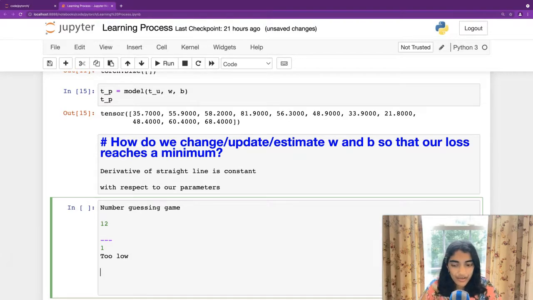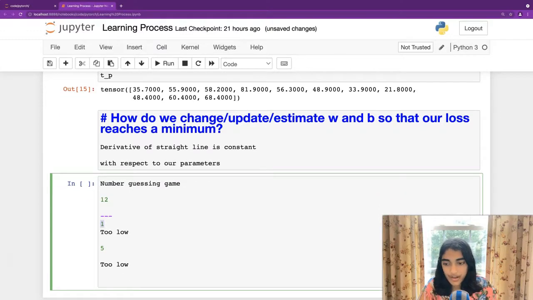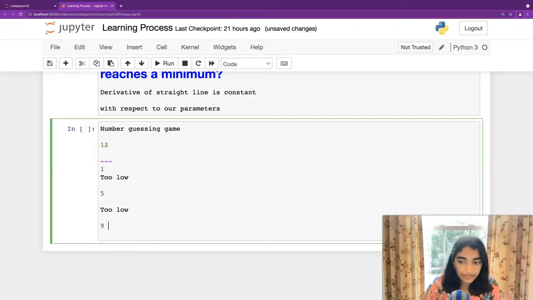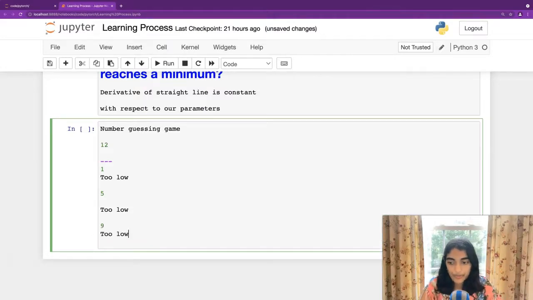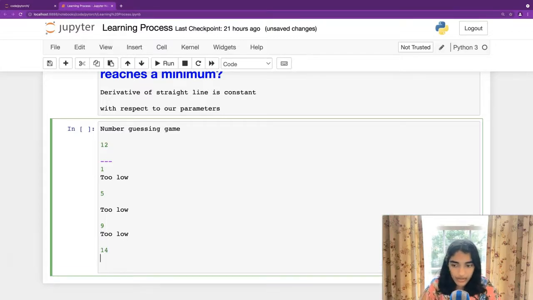Then we go a little up. We guess maybe 5. Too low. So it increased by 4, so let's increase it by the same amount. Let's do 9. Too low. It's still too low, so maybe let's try something else. Let's increase it a little bit more. Maybe instead of 13, let's pick 14. We get too high.